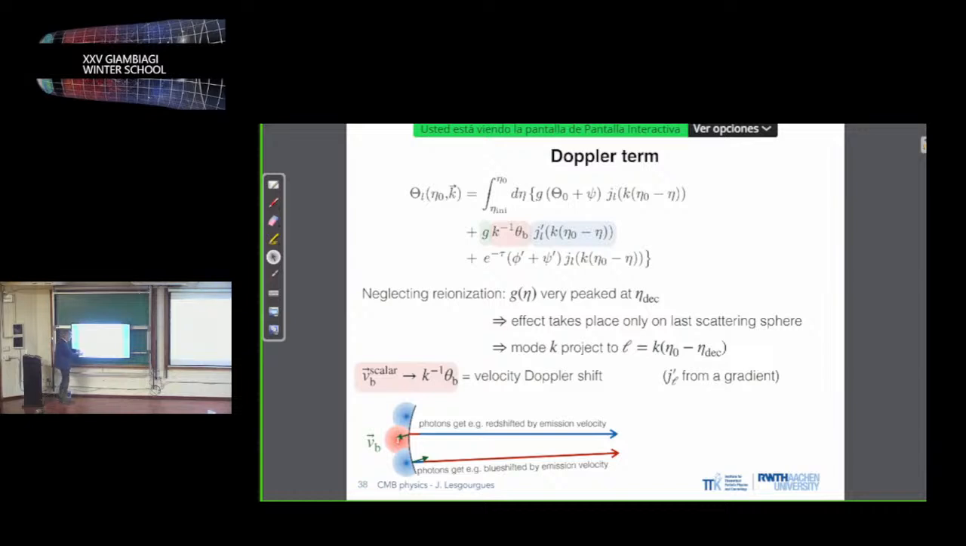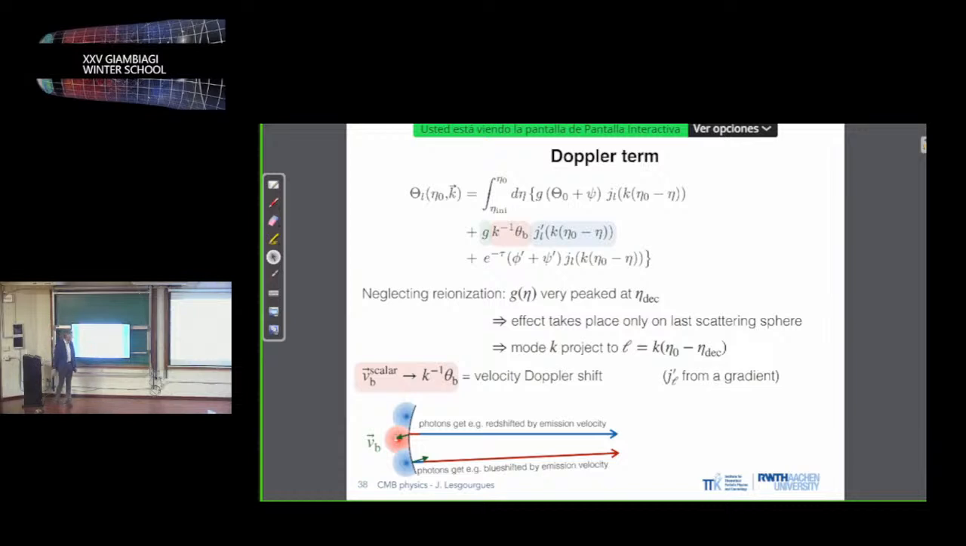So the Doppler effect is correlated to the effect of intrinsic anisotropies, because it's true that if you are close to a hot spot, you will be attracted towards the hot spot, but you don't know if the center of the hot spot is on the left or on the right. So these bulk velocities still have a kind of random distribution, not so much correlated to the patterns on the last scattering surface. So it's a non-trivial combination of the two effects. All right, this is the Doppler term. We will see later that it's significant.